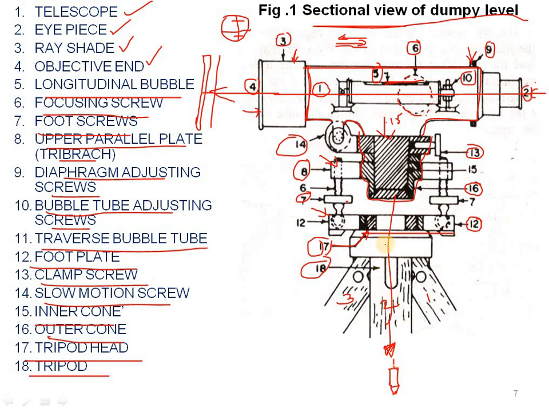When the center point is fixed, after that we have to work with the foot screws, number 7. We should rotate the screws one side and two side, and again another two side and one side. That will be explained in the upcoming class. So these are the component parts of a dumpy level.